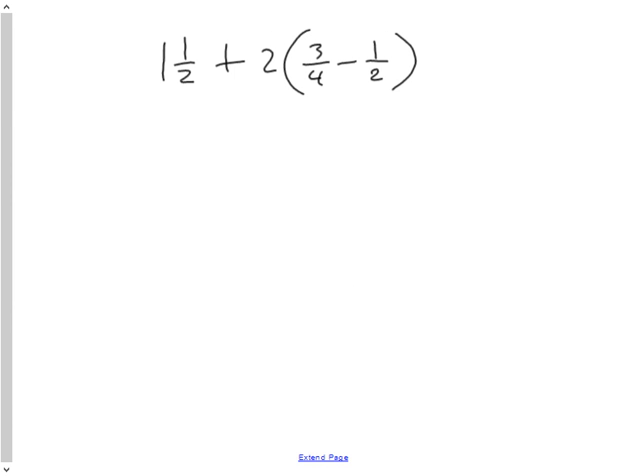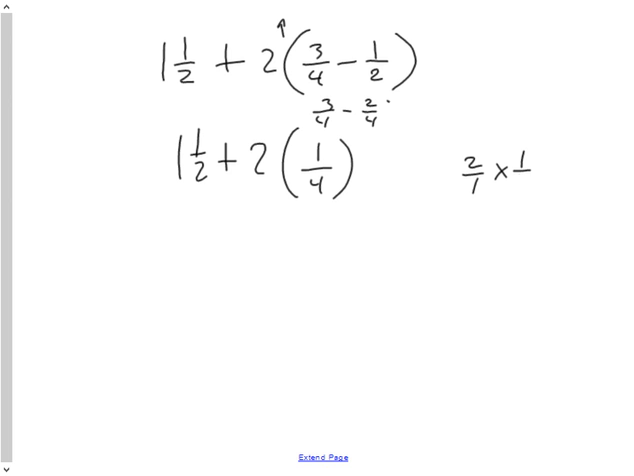Your second question says 1.5 plus 2. Now there's no operation in here, but we know that a number next to a bracket means multiplication. So 2 times 3/4 minus 1/2. So this is going to be 1.5 plus 2 multiplied by, find your common denominator, you're going to get 1/4. 2 multiplied by 1/4. Now if you can't do that in your head, just think of 2 as 2/1, multiplied by 1/4 equals 2/4, which equals 1/2. Or if you cross reduced, you still get 1/2. So it's 1.5 plus 1/2, because that's what this reduces down to. And 1.5 plus 1/2 is simply 2.